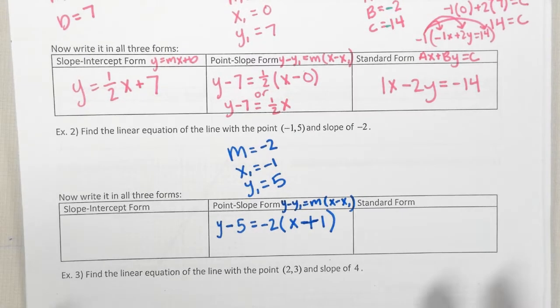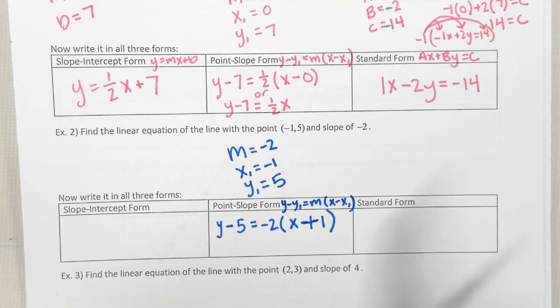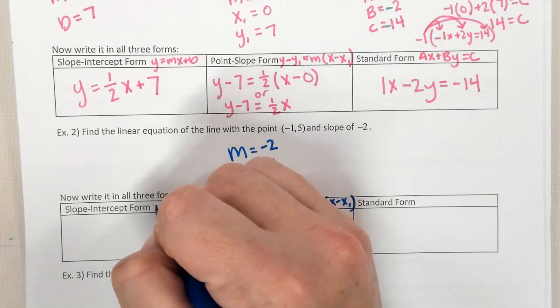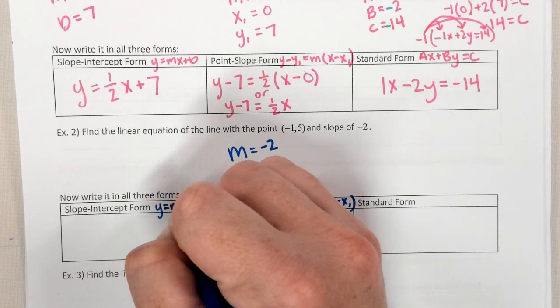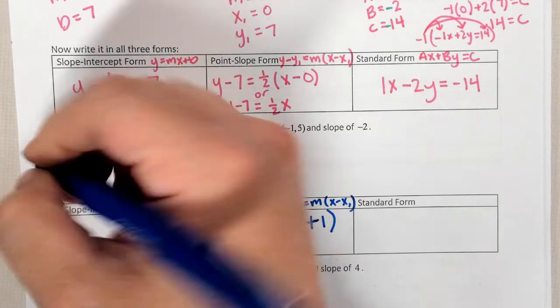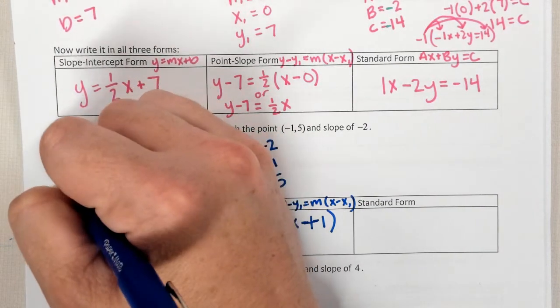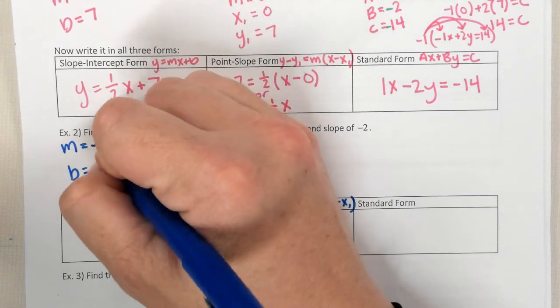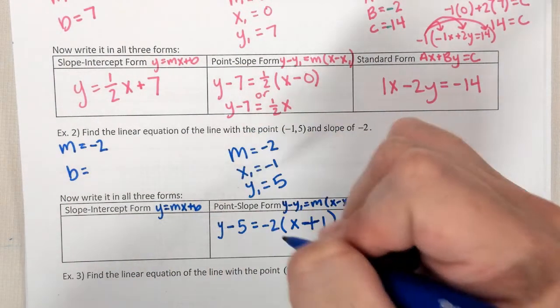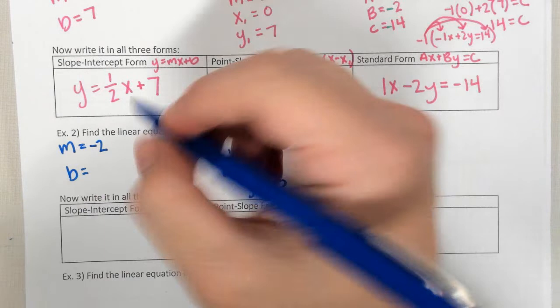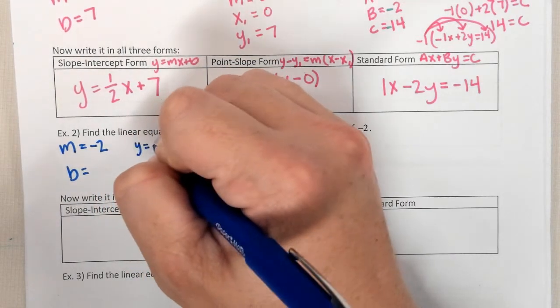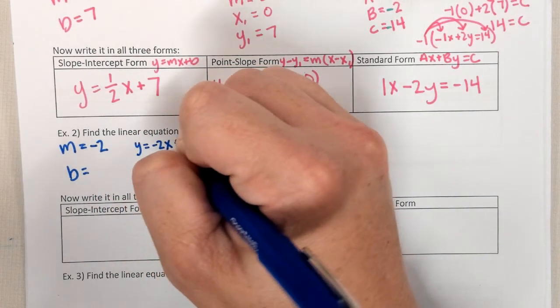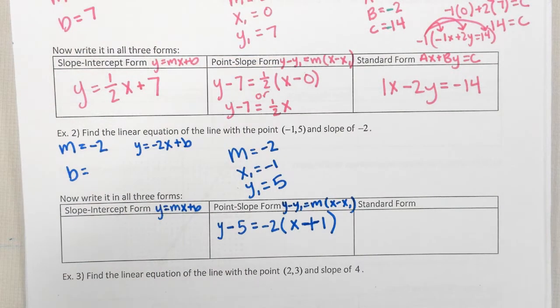Okay, so we still need to find slope-intercept form and standard form with that information. So I'm going to start with slope-intercept form. Y equals mx plus b. So I need to find my m and my b. Well, what is m? Negative 2. I already know it. So I'm going to rewrite y equals mx plus b, but with my negative 2, because that's the only thing I know. So y equals negative 2x plus b. I do not know my y-intercept yet.